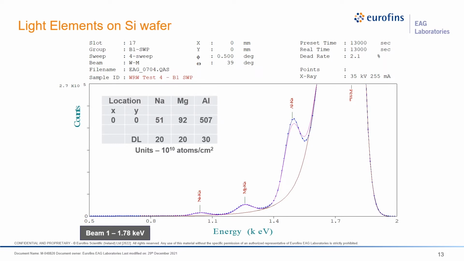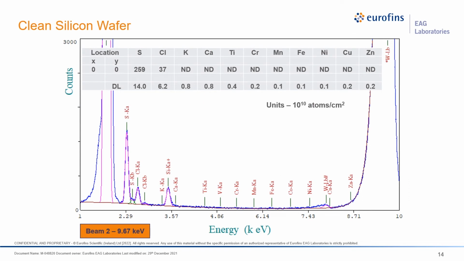Now I'm stepping over to beam 2 data, which is the most commonly requested because it has the ability to quantify transition metals. And so here I'm showing an example of what we could call a clean silicon wafer. As a client, this is what you're hoping to see. You're not hoping to see major metal contamination on the surface of your wafer. So in this pattern, we're going from 1 keV to 10 keV. And again, this large peak all the way on the right is our incident beam energy, our tungsten L beta.